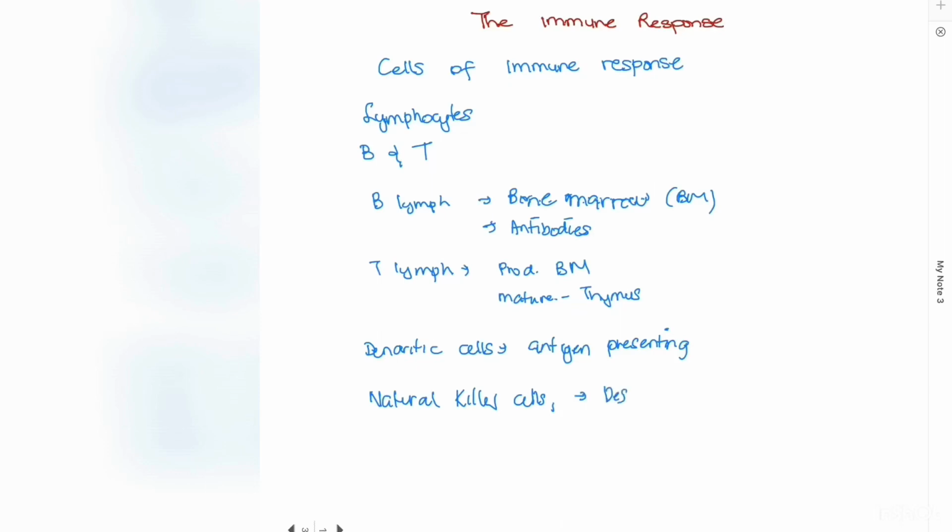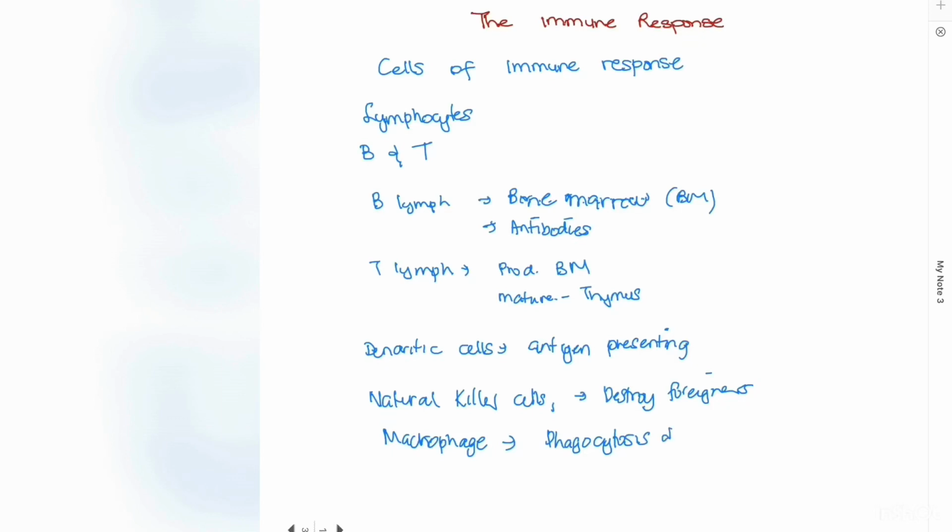One such cell is the natural killer cell. The natural killer cell destroys anything that seems to be foreign. However, if a cell is damaged and it cannot repair itself, then the natural killer cell is responsible for destroying this as well. Now the last type of cell is your macrophage.